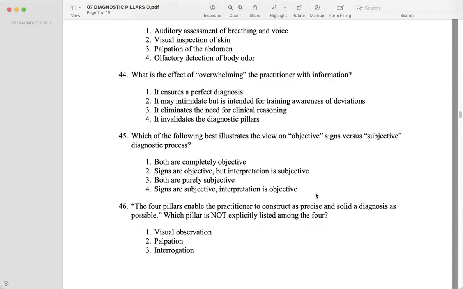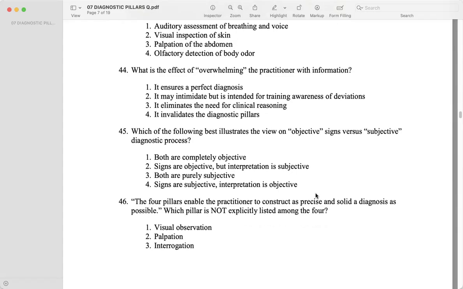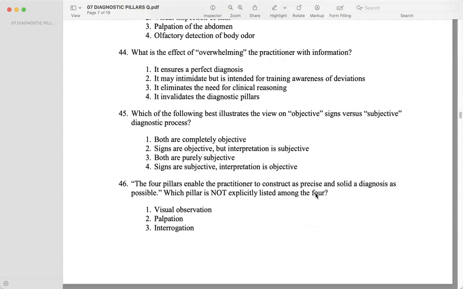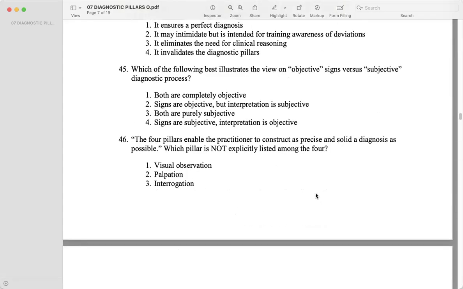What is the effect of overwhelming the practitioner with information? Too many things to study. It may intimidate, but is intended for training awareness of deviations. Yeah, that's why we only meet twice a week, di ba? So much study will make you dumb.